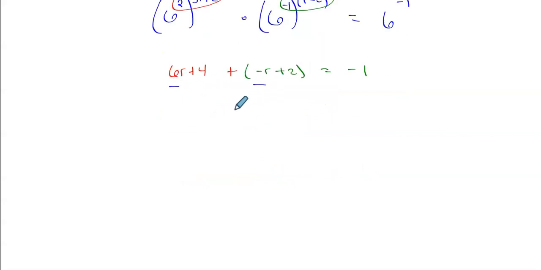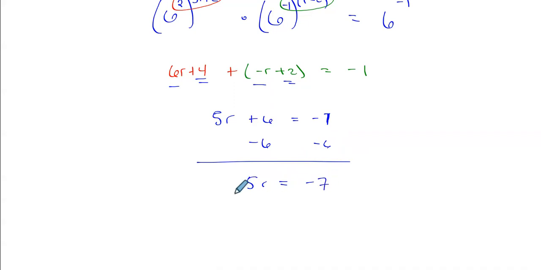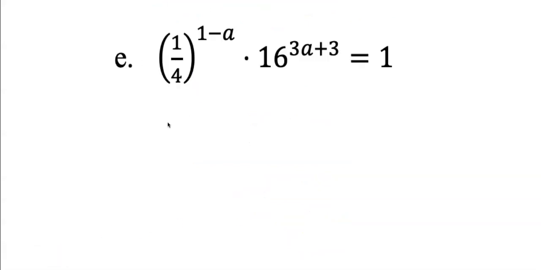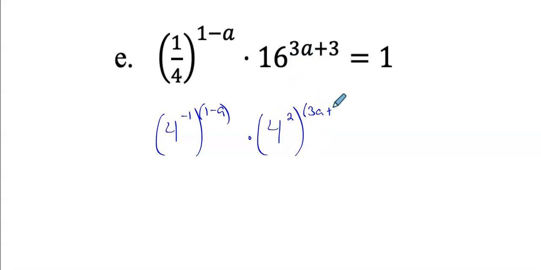Combine like terms. 6r minus r is 5r. Positive 4 and positive 2 is positive 6, equals negative 1. I'm going to subtract 6 from both sides. You get 5r equals negative 7. Divide by 5. Divide by 5. r equals negative 7/5. All right, 1/4 can be written as 4 to the negative first power raised to the 1 minus a. Okay. 16 is just 4 squared raised to the 3a plus 3.